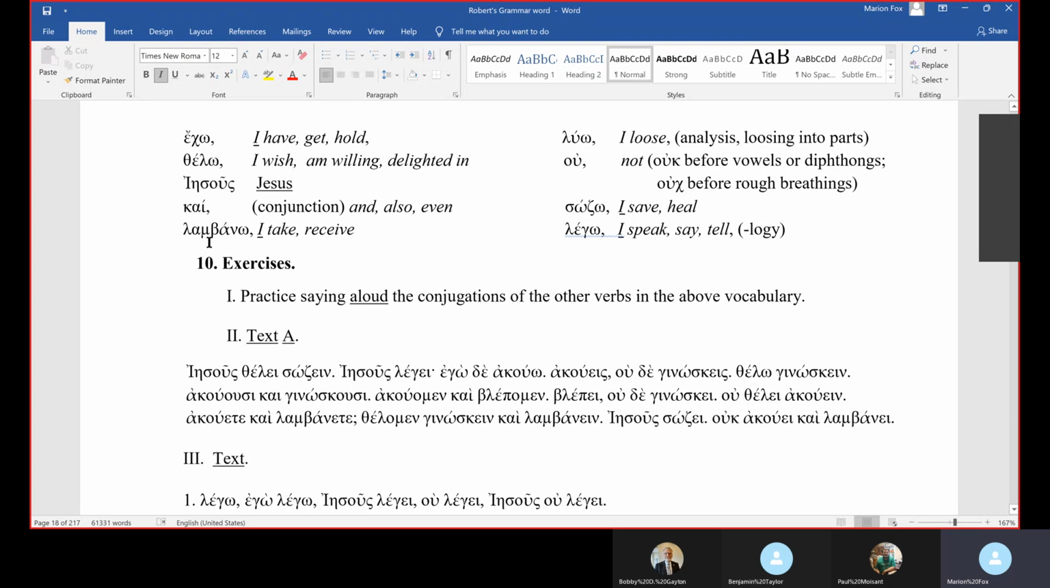Lambano. I take or I receive. Now we talked about that: change the omega. You can make it he, she, or it takes. Lambaneis would be you singular take. Lambanete would be second person plural, you plural take. Lambanomen is we take. Lambanousi, change the omega to ousi, and that will be they take or receive.